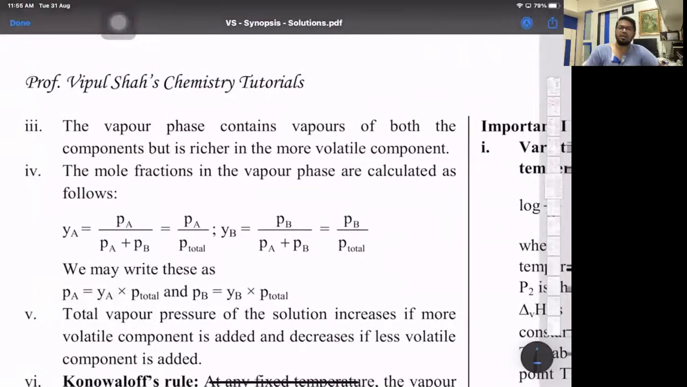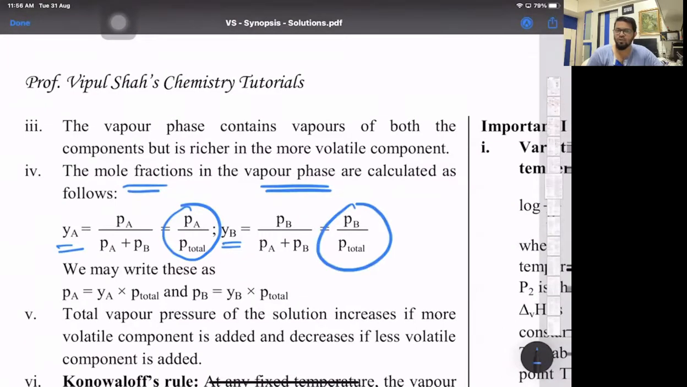Now, the vapor phase contains vapors of both. The mole fraction in the vapor phase is calculated as Y of A, that's P of A upon P of A plus P of B, which is nothing but P A upon P total. So sometimes if they're asking you in the MCQ the mole fraction in the vapor phase, then it is the vapor pressure of A upon the total pressure. And in the same way, Y of B will be P B upon P total.